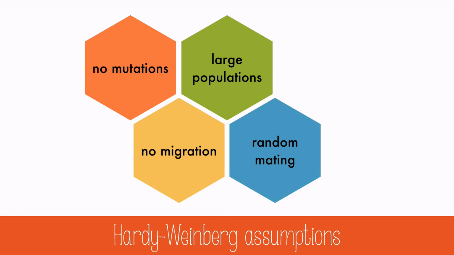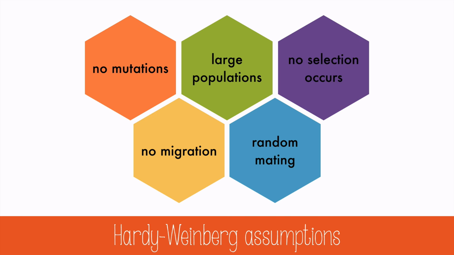Fourth, random mating must occur. The trouble is, lots of organisms, including humans, do non-random mating, which means you're choosy about your sexual partners. You don't just mate with every person you see randomly. But by being choosy, you can change the allele frequency. So lastly, no selection can occur. No traits can be favored or disfavored for any reason.